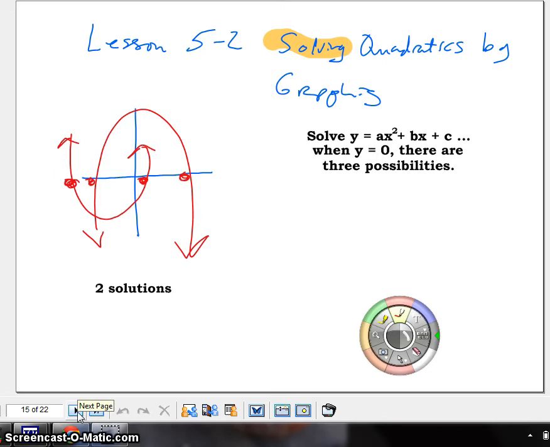You've got three possibilities when we graph parabolas. So you've seen a few, but if we're going to solve it when y equals 0 for the ax squared plus bx plus c, we've got three possible solutions. We can have an up or down parabola, but the possibilities are that the parabola will intersect twice on the x-axis. So whether it's up or down, it intersects twice. So here's a down parabola intersecting twice. Here's an up parabola intersecting twice.